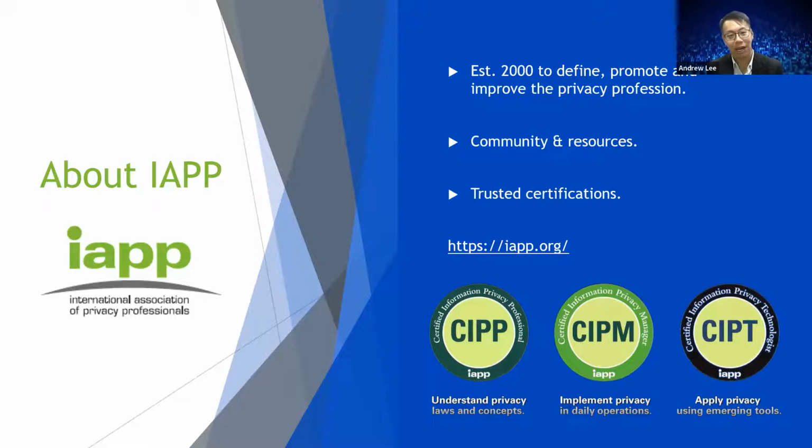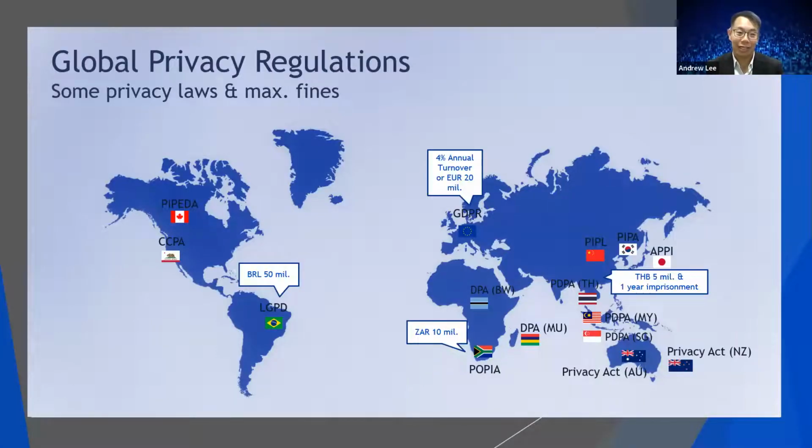So enough about IAPP, let's dive right into talking about privacy. Just to give you some context, here are some of the global privacy regulations that are currently in force around the world. This is just a sample of them. You'll see one of the most well-known or famous ones is the GDPR from Europe, which has really served as the blueprint of privacy laws for other countries, such as the one that we have in Thailand, which is the PDPA. And you'll also see that there are some quite heavy fines and penalties for organizations that don't comply with these regulations. Now, I don't mean for this to scare you.